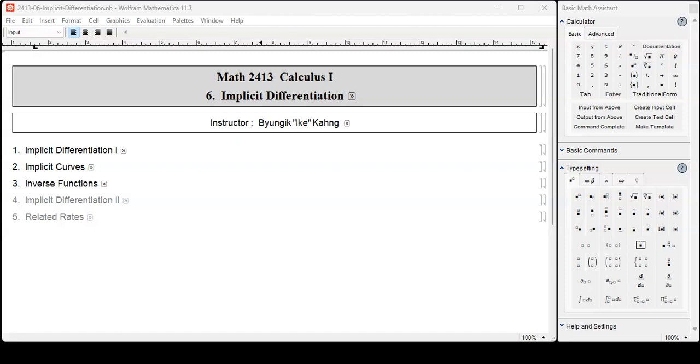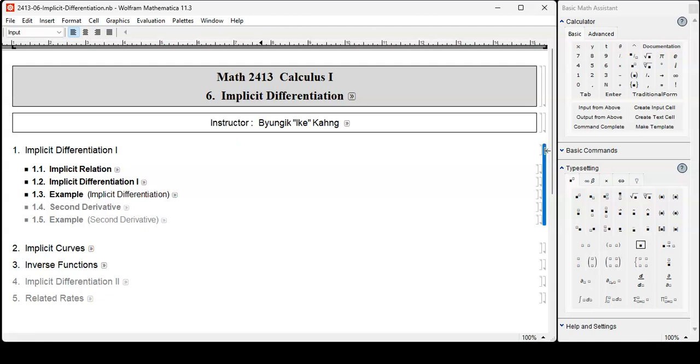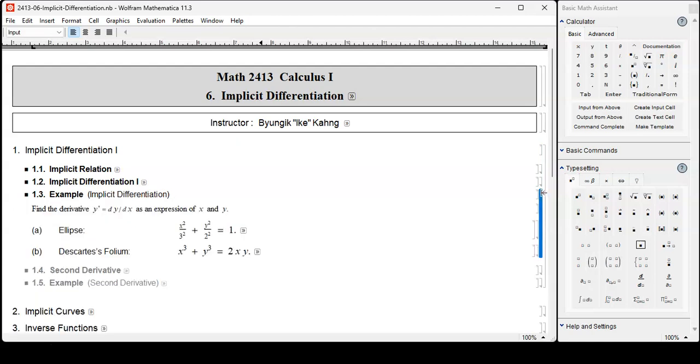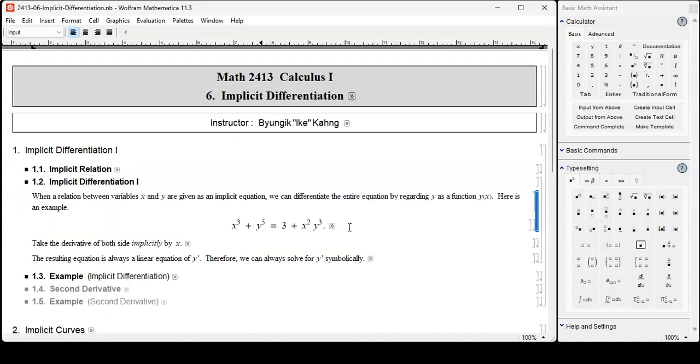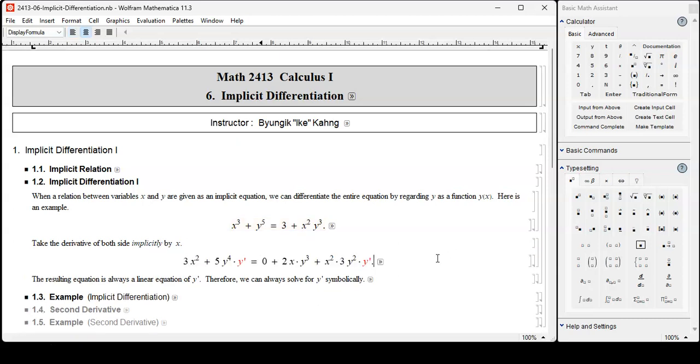Hello students, welcome back. We went through an example on implicit differentiation. Let's have some more. So previously, let's go back to the previous example here. This is what we want, and we can take the derivative implicitly. What's the technique?